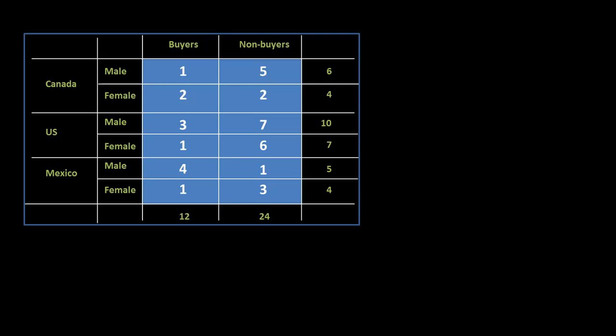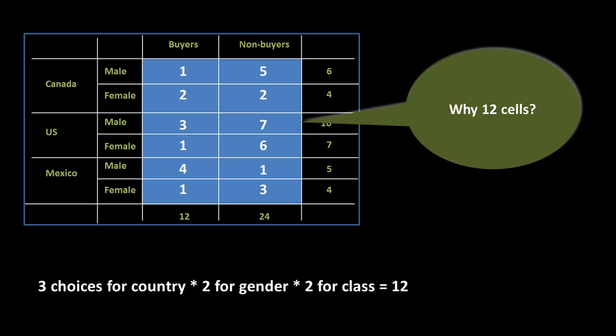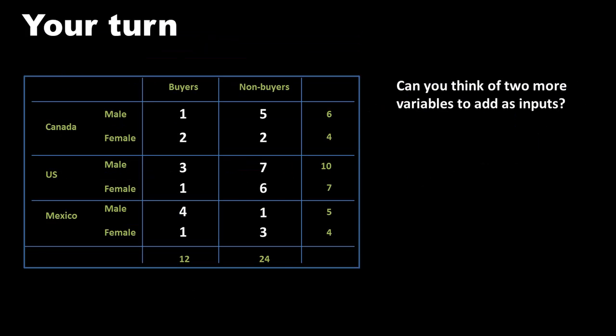Now, the important question is, why does this table have 12 cells? Now, you may say, well, it has 12 cells because it has 12 cells. What other explanation can you give? Well, another explanation is there are three countries, there are two genders, and there are two outcomes. 3 × 2 × 2. That's 12. Three choices for country, two choices for gender, and two choices for class, giving us a total of 12 cells.